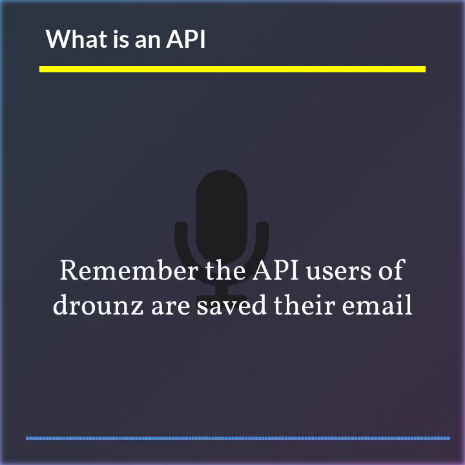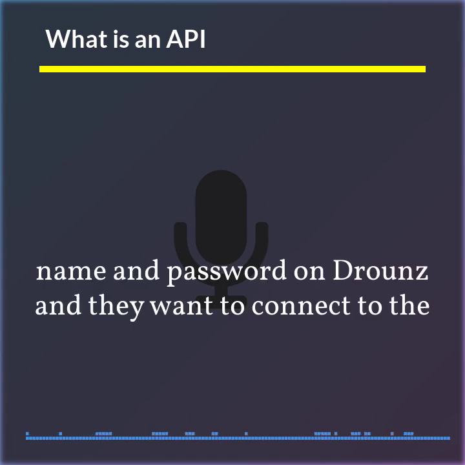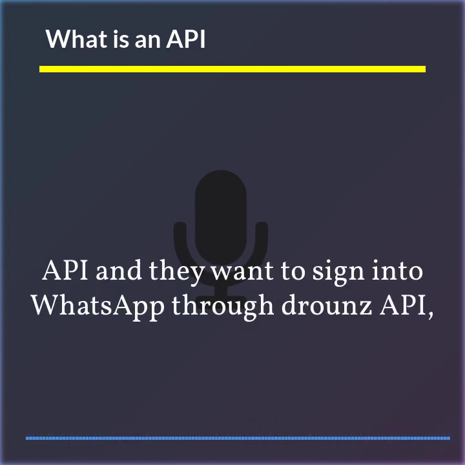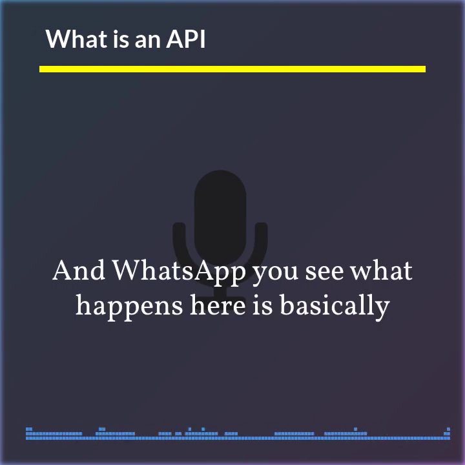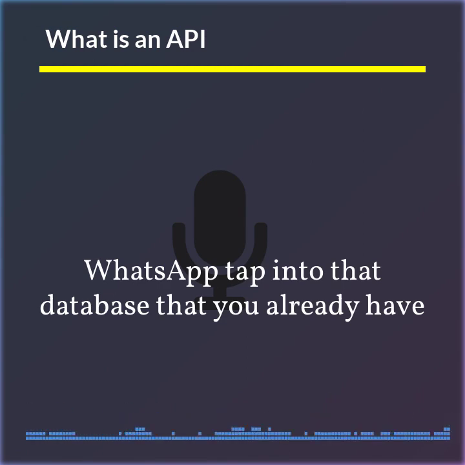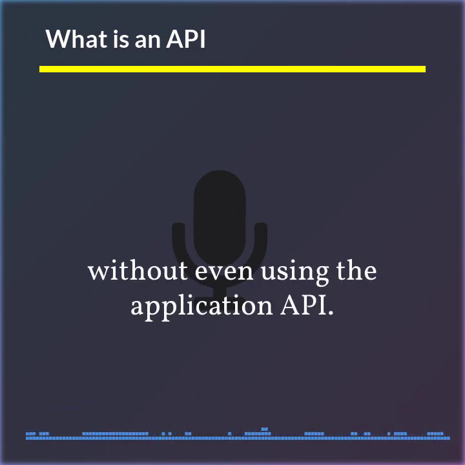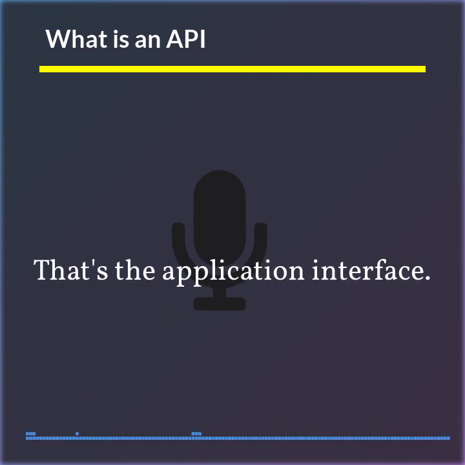Since it's WhatsApp, remember we are on WhatsApp, we are not on Drones, but WhatsApp has connected the API. Users of Drones have saved their email, name, and password on Drones, and they want to sign in to WhatsApp through the Drones API, right? Because it's secure. Click Drones, and a pop-up comes up where they tell you to put in your Drones name. You see what just happened here is basically WhatsApp tapping into that database that you already have, using the application interface, the API.